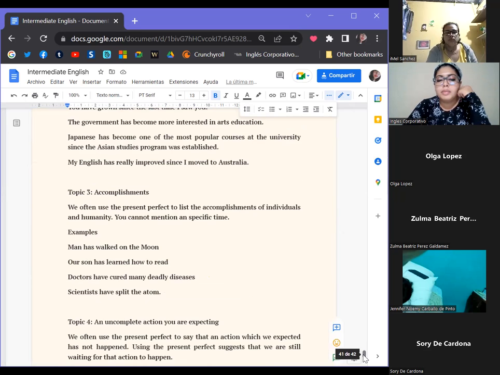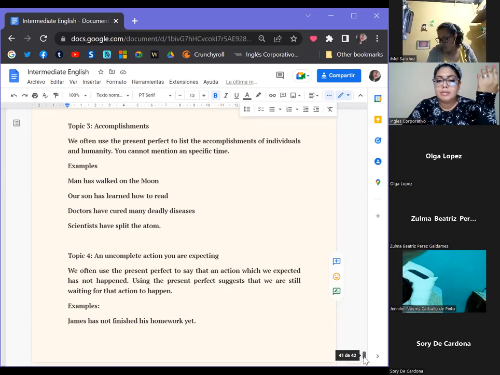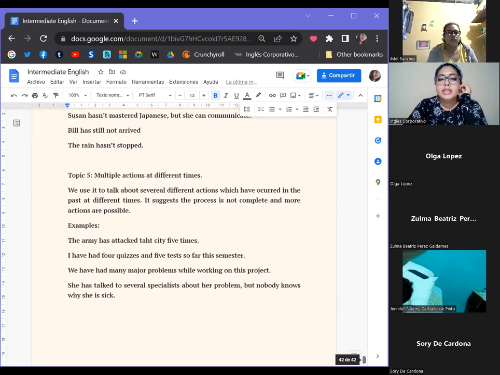Number 4, an incomplete action you are expecting, que es una acción incompleta, que estamos esperando a que suceda. Que no ha terminado, pero nosotros estamos esperando a que termine. And then number 5, that is multiple action at different times. Tenemos múltiples acciones que han sucedido en diferentes tiempos o situaciones. So in that case, we have those five topics in which we are going to use that structure.